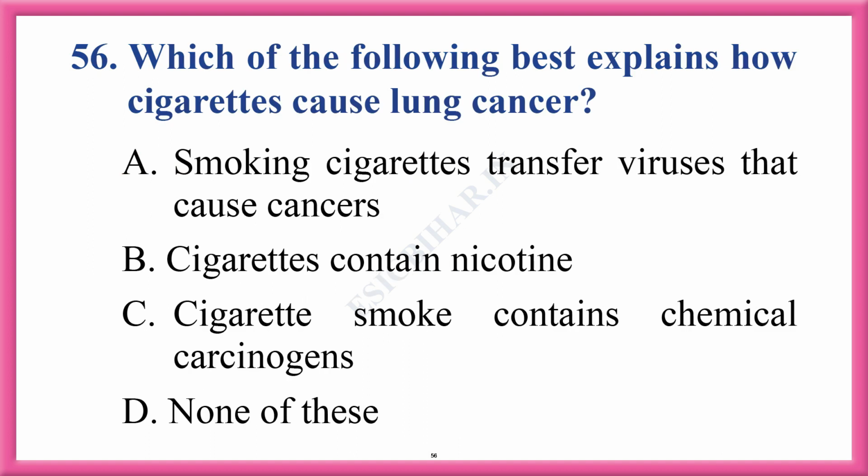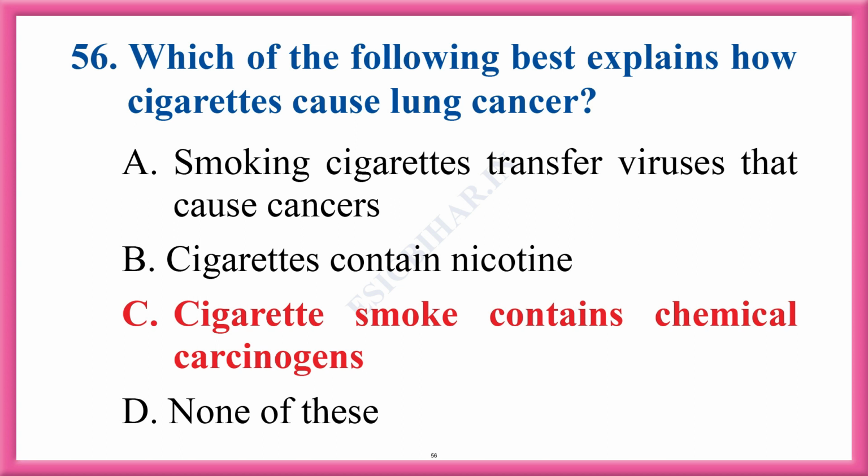Question 56. Which of the following best explains how cigarettes cause lung cancer? A. Smoking cigarettes transfer viruses that cause cancers. B. Cigarettes contain nicotine. C. Cigarette smoke contains chemical carcinogens. D. None of these. And the answer is C. Cigarette smoke contains chemical carcinogens.